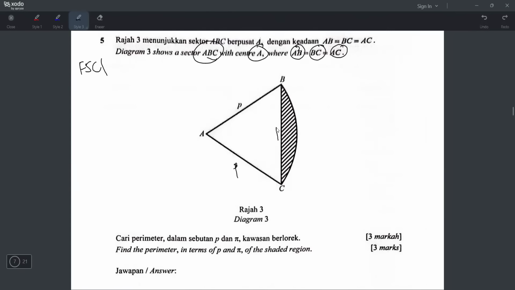Oh, it means BC is also the same length, which is P. And now we can actually know the angle already. Because if these 3 sides are the same length, what shape do we call this? Triangle. But what triangle? Equilateral triangle. What is an equilateral triangle? When 3 sides are the same length. So when 3 sides are the same length, the 3 angles will also be the same size. The sum of the total angle inside the triangle is 180. So if the 3 angles are all the same size, you can take 180 divided by 3, you get 60, 60, 60.